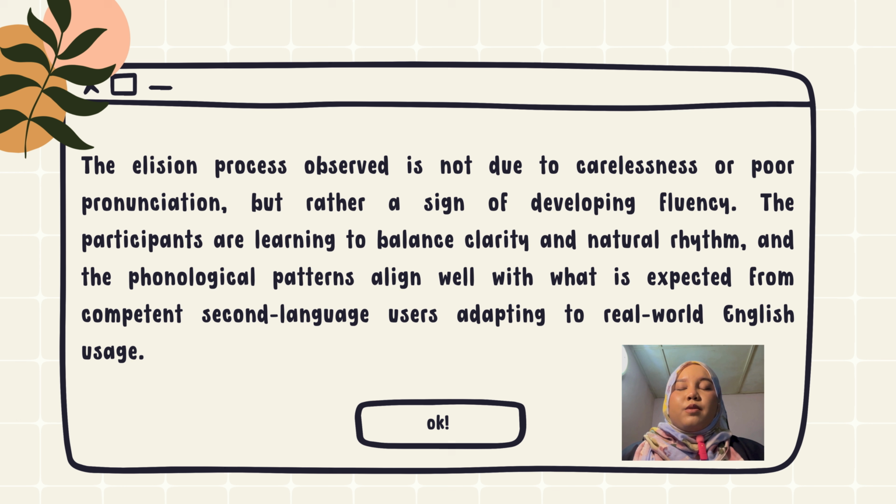The elision process observed is not due to carelessness or poor pronunciation, but rather a sign of developing fluency. The participants are learning to balance clarity and natural rhythm, and the phonological patterns align well with what is expected from competent second language users adapting to real-world English usage.